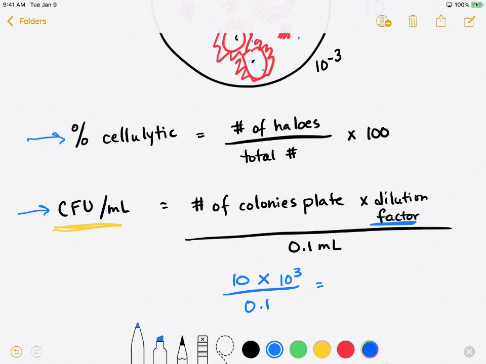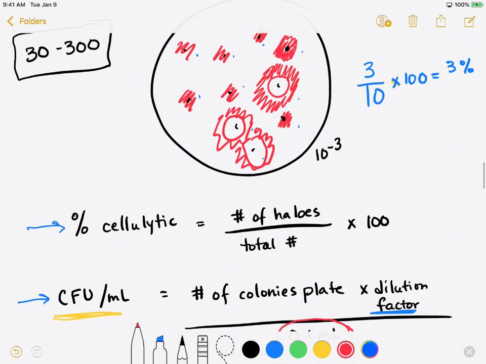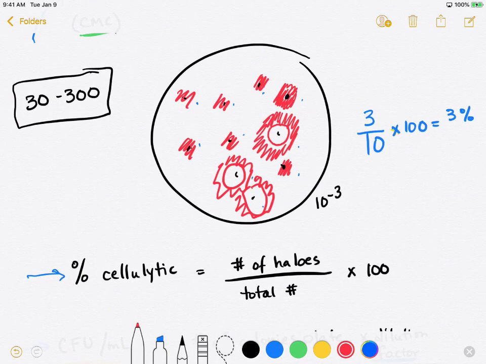The reason that we divide by 0.1 mL is because this is the amount of media or dirt water that we actually plated on the plate the week previously. After looking at this plate, you should be able to talk about whether or not there were any cellulolytic bacteria present in your bacteria sample.